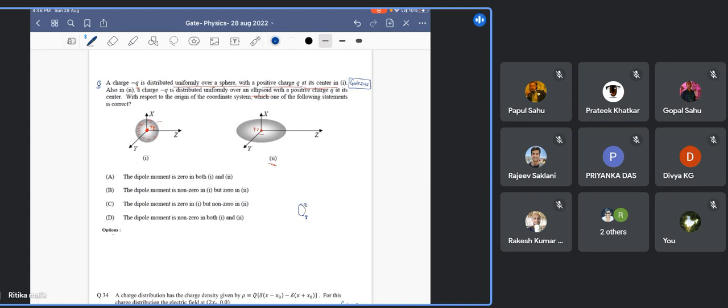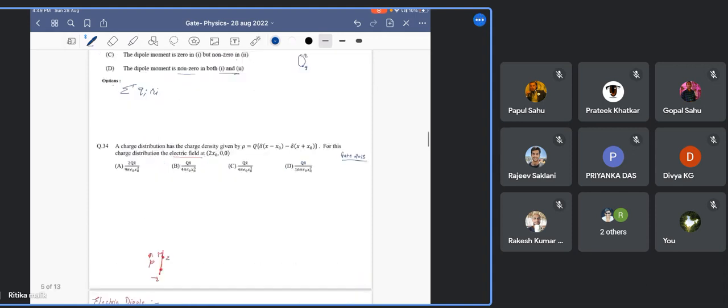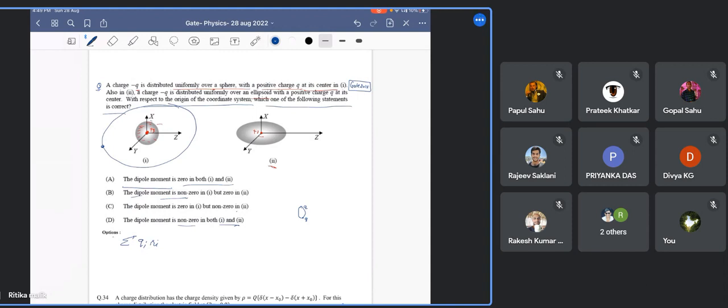So we have to find, with respect to the origin of the coordinate system, which one of the following statements is correct. The electric dipole moment is zero in both cases; the electric dipole is non-zero in the first, zero in the second; non-zero in the second; non-zero in both. So if you look at this situation and you wanted to calculate the electric dipole at a certain distance far away, you just wanted to calculate the sum of q_i r_i. The positive charge is at the center. However, the negative charge is also surrounding it.